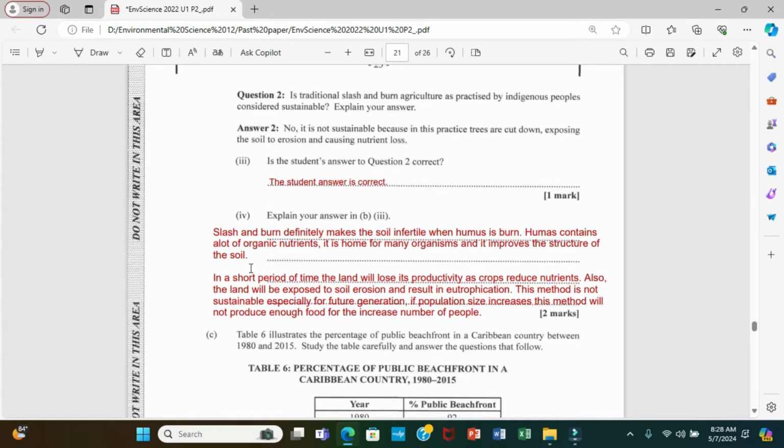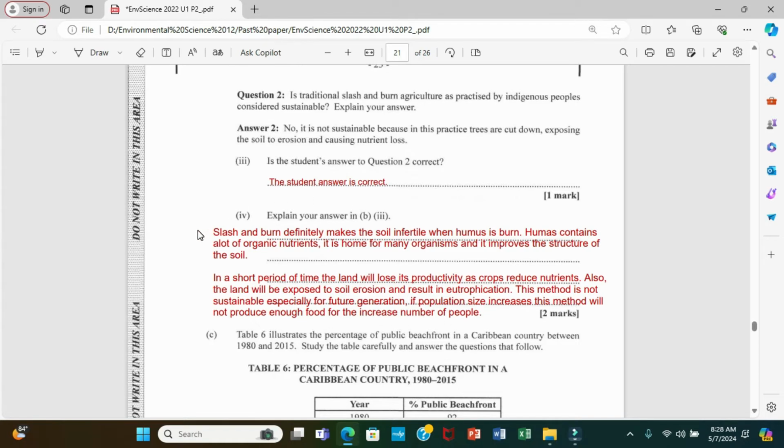So, I'm going to read what is written here. It says slash and burn definitely makes the soil infertile when humus is burnt, right? Humus contains a lot of organic nutrients. It is home for many organisms and it improves the structure of the soil. So in a short period of time, the land will lose its productivity as crops reduce nutrients. Also, the land will be exposed to soil erosion and result in eutrophication. This method is not sustainable, especially for future generations. If population size increases, this method will not produce enough food for the increased number of people.